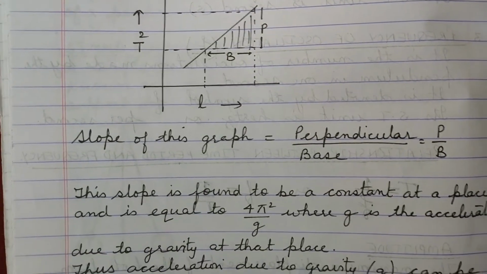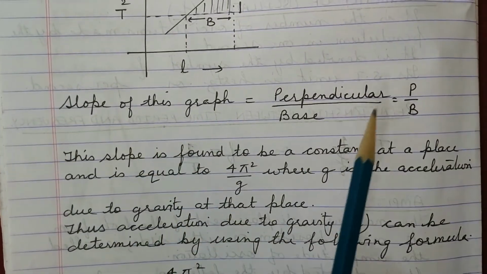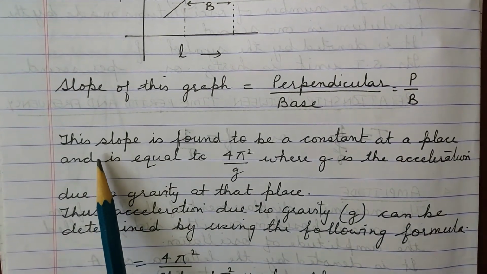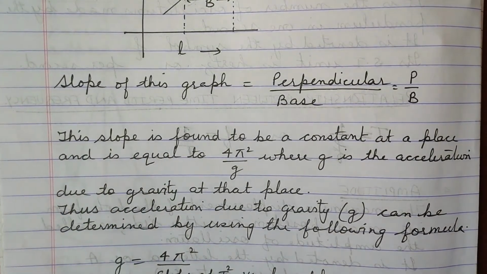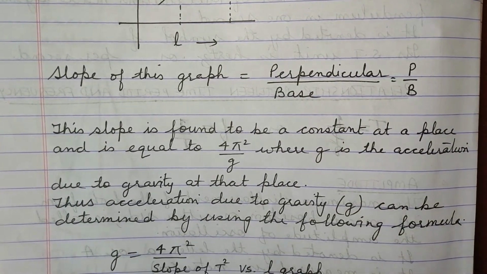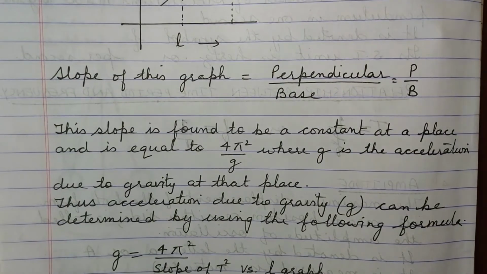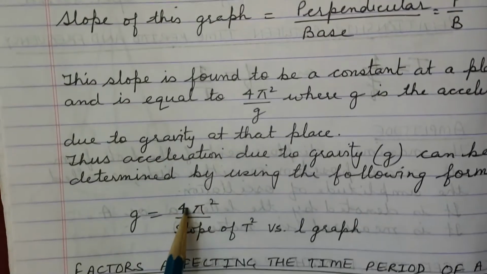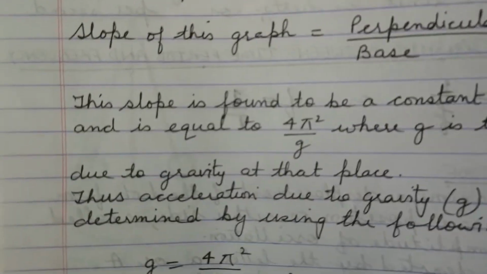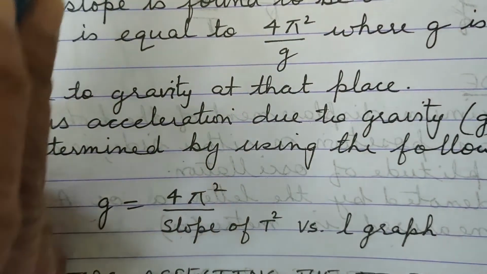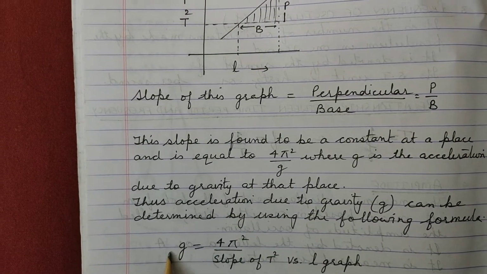So how to calculate the acceleration due to gravity? We'll find the slope of the graph first by using the formula perpendicular over base. That's a simple one. And this slope will always be a constant at a place, and it is equal to 4 pi square by g, where g is the acceleration due to gravity of that place. So by using the formula, g is equal to 4 pi square upon slope of T square versus L graph. Whatever the slope of the T square versus L graph is, we are going to use in this formula to find the g value.